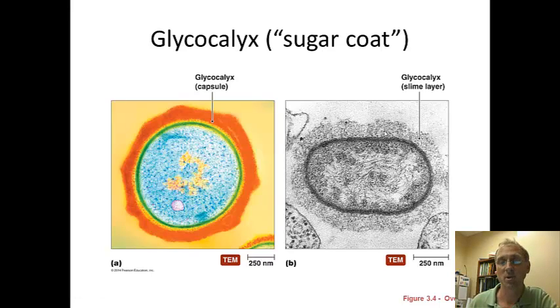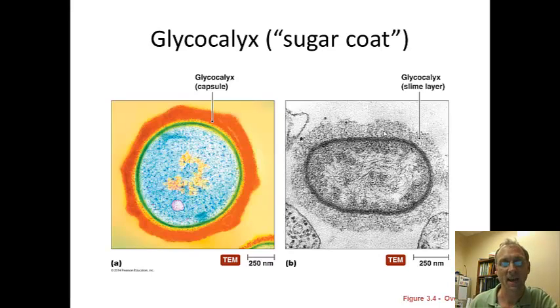Regardless of whether it's a capsule or a slime layer, they are really trying to do the same 2 things for the microorganism that's able to possess them. First, it helps to protect that microorganism, and second, it helps it to attach to surfaces. When we talk about protection, we usually talk about protection of that microorganism from things that might try to destroy it, namely things like white blood cells through the process of phagocytosis.